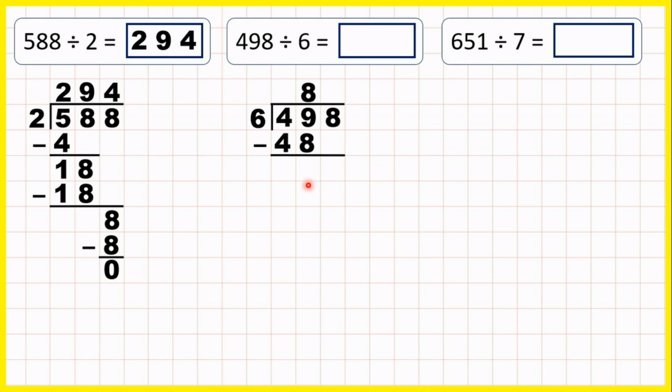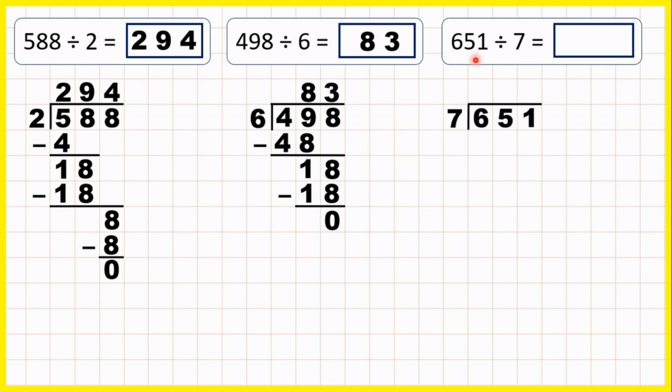So now we just subtract and bring down. 49 minus 48 is 1, and we can bring down the 8, bring down the last digit, so we have 18 divided by 6. Now that's exactly 3, because 3 times 6 is 18. And because this 8 was our last digit, I like to just write the 3 in the answer straight away. But if you want to show that there's no remainder, you can subtract 18 and get 0. So 498 divided by 6 is 83.